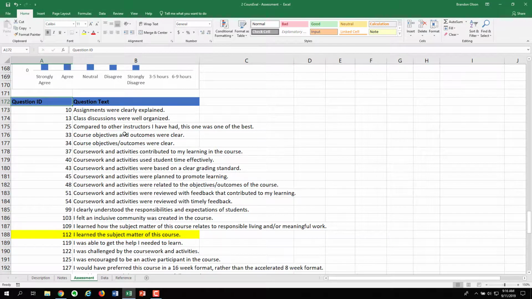And then looking through here, what I wanted to do is look at the question that best indicates a successful outcome from that course. And that's what I'm looking at here, question 112: I learned the subject matter of the course. So this question to me indicates that the student felt that they were successful in the course, in that they learned the subject matter.